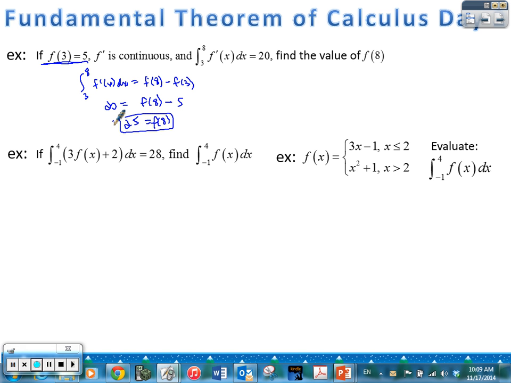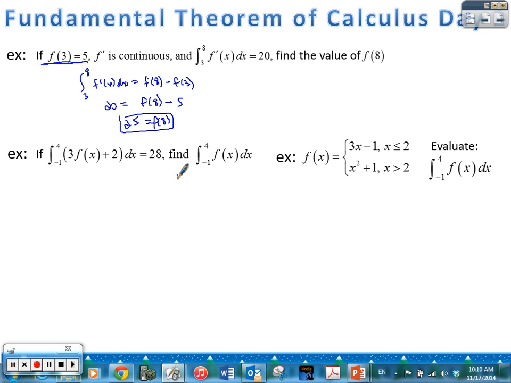Okay? The second problem is just a bit of a variation on what we have been working on. We're told that from negative 1 to 4, the integral of 3f of x plus 2 dx is 28, and we're asked to find just the integral from negative 1 to 4 of f of x dx. It's written in a little bit of a different way, but we're going to tackle it like we would the others. The only change is that I'm going to use some of my rules for integration to break this apart so that I can isolate this piece of it.